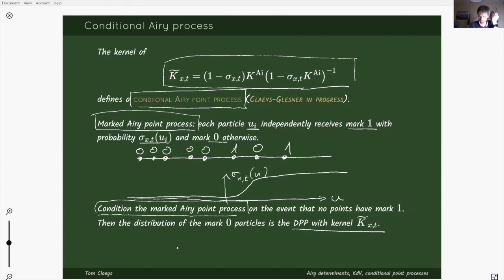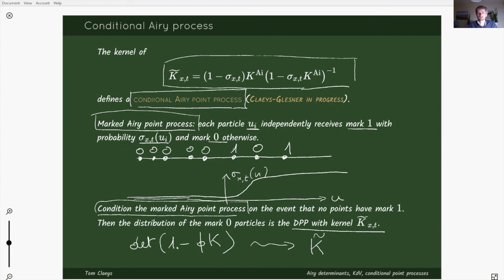Yes, and this is in fact true not only for the Airy kernel. This is a very general thing. If you have any type of kernel, you multiply it with some multiplication operator, and apply the Jacobi identity to this type of operator, you will always get to this kernel k tilde of such a conditional point process.